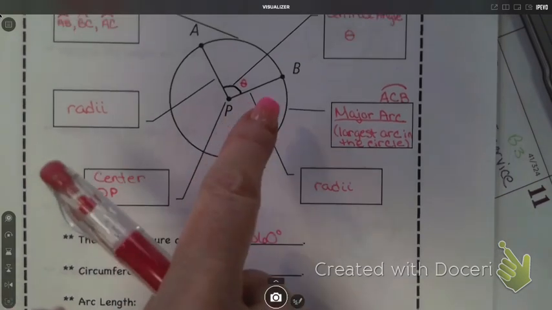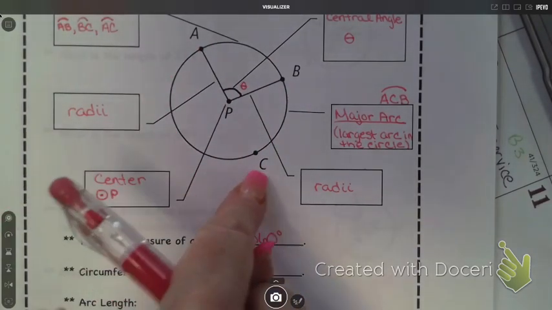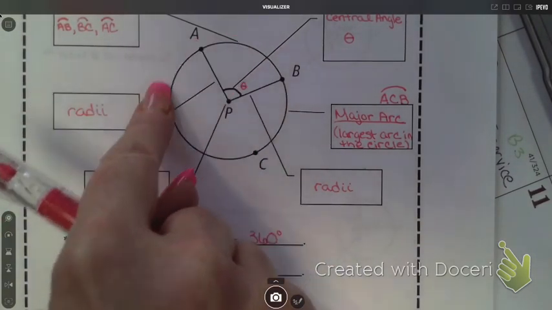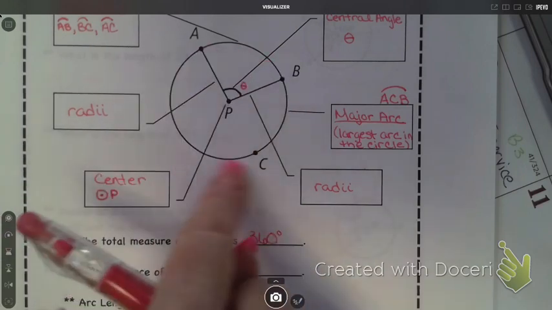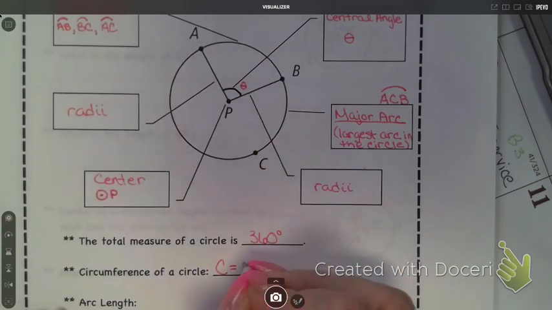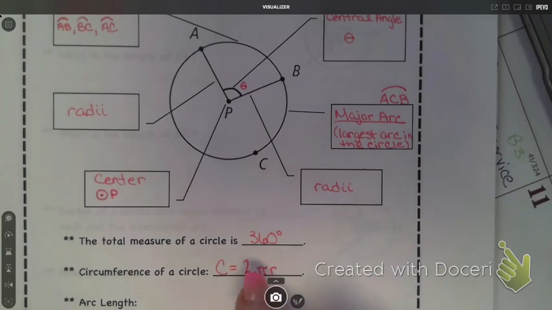Circumference of a circle is the outside of the circle, yes? Can anybody remember that equation? Not 180. Pi. I've never learned anything pi related. Yes, you have. 2 pi r.